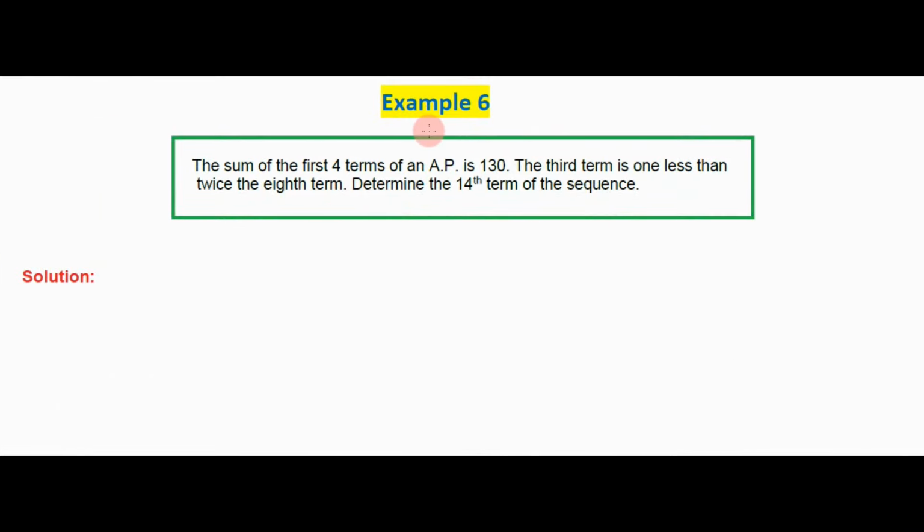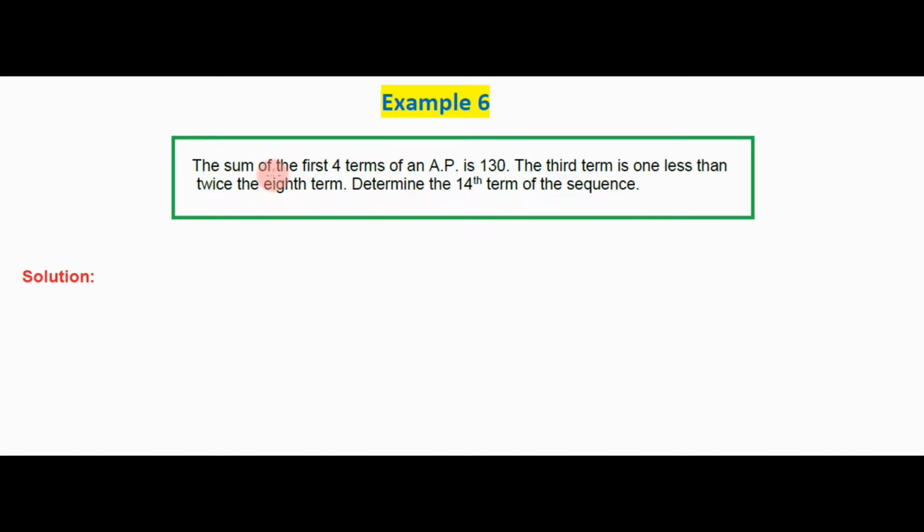Example 6 here deals with word sums. It says the sum of the first 4 terms of an AP is 130. The third term is 1 less than twice the 8th term. Determine the 14th term of the sequence. We're going to start by writing the information given as equations.